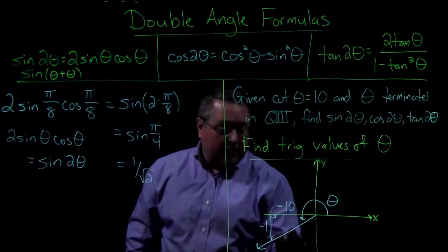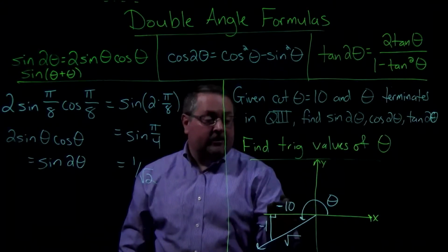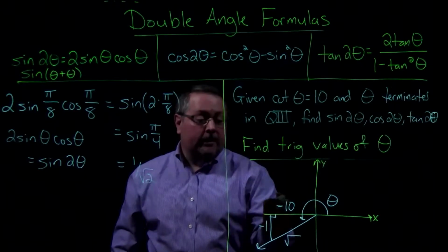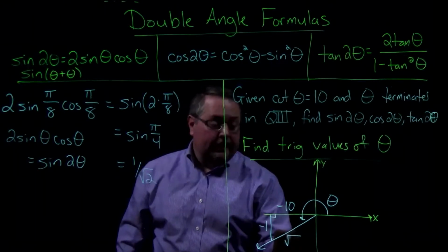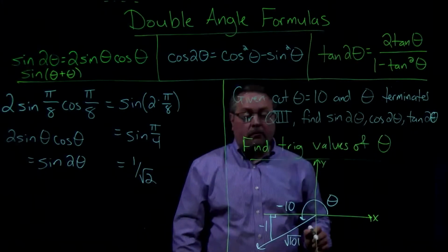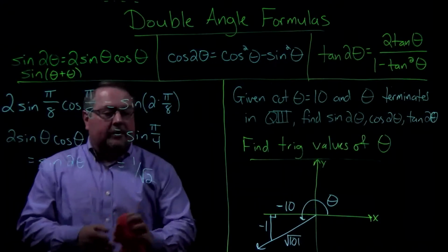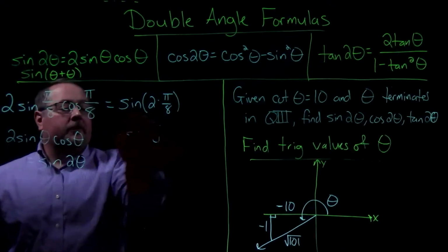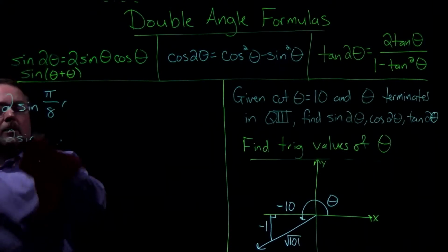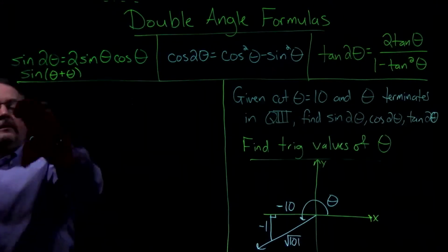And then our hypotenuse, our r, is going to be the square root of negative 10 squared. X squared is 100. Y squared, negative 1 squared, is 1. So we're going to have 100 plus 1 is 101. And therefore our hypotenuse will have length square root of 101. And this triangle is all we need to finish our problem, because now we have the trig values of theta, and we can use those to get the trig values of 2 theta.